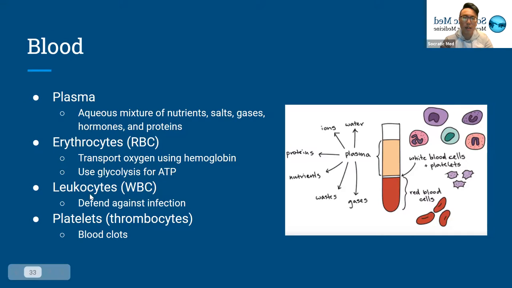And then there are also cells in the blood. The erythrocytes, the red blood cells, are the cells that transport oxygen, using hemoglobin to bind the oxygen. The red blood cells use glycolysis for ATP, so they don't use up the oxygen that they carry. The blood also has leukocytes, the white blood cells, and that's how the blood helps with the immune system. There are many different kinds, but as a whole, they defend against infection by viruses, parasites, bacteria, anything that would want to harm the body.